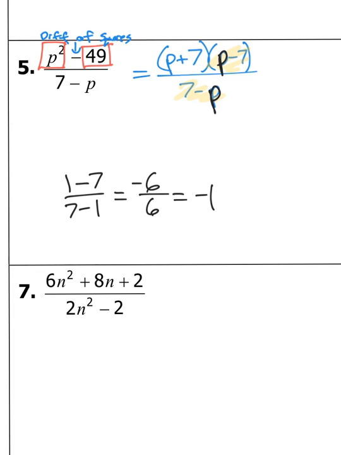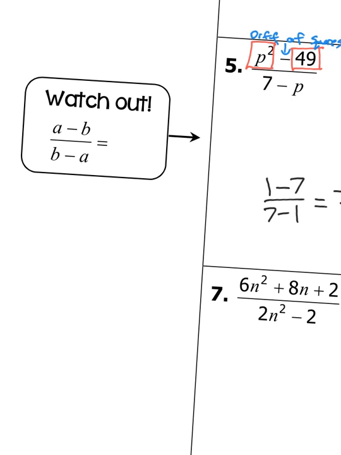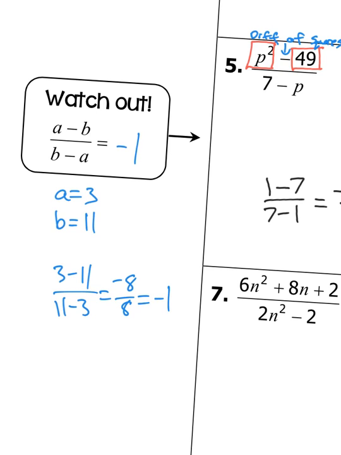And that's actually true of any terms where it's a minus b and b minus a. It's actually always going to give you a negative 1. If you don't believe me, you can try some numbers out for a and b. For right now, I'm just going to pick 3 for a, and for b, let's pick 11. Okay, what's 3 minus 11 over 11 minus 3? That would be negative 8 over 8, which would be negative 1.